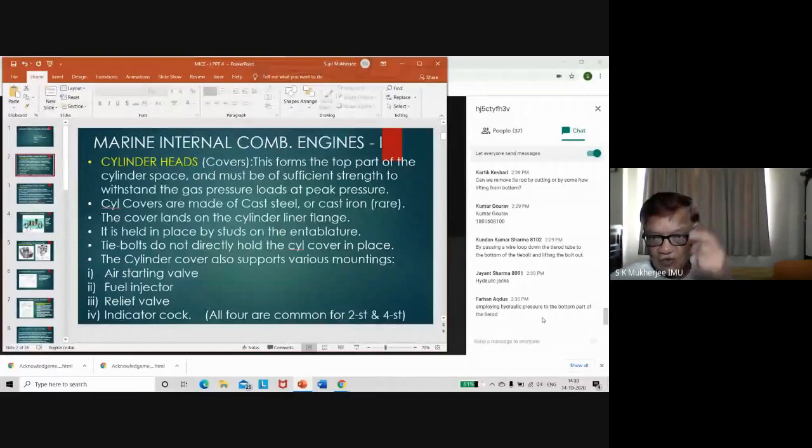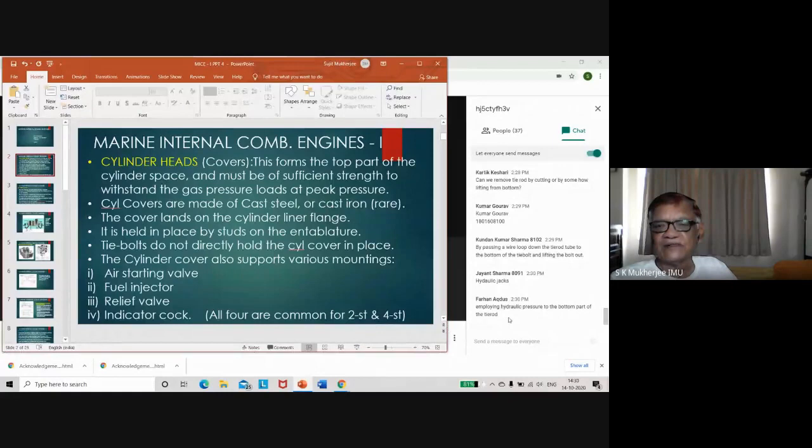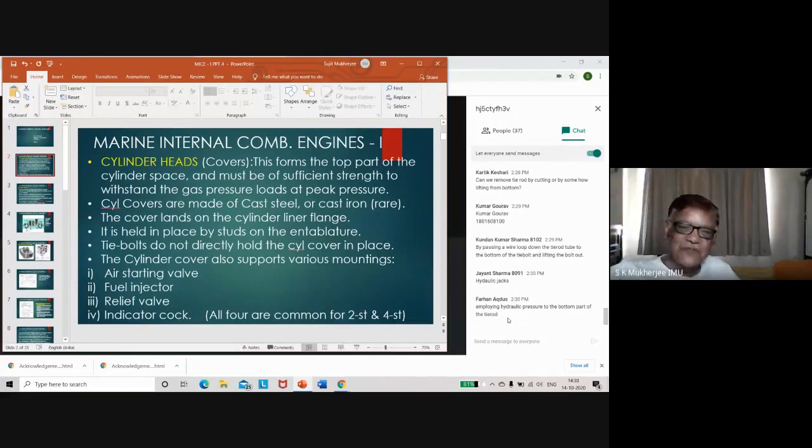Employ hydraulic pressure to the bottom part of the tie rod, then you will get all the hydraulic oil coming out from the top, because there is a clearance between the tie rod and the hole through which the tie rod goes. So all the oil will come up from the side and you will flood the engine with the oil. Do more thinking.